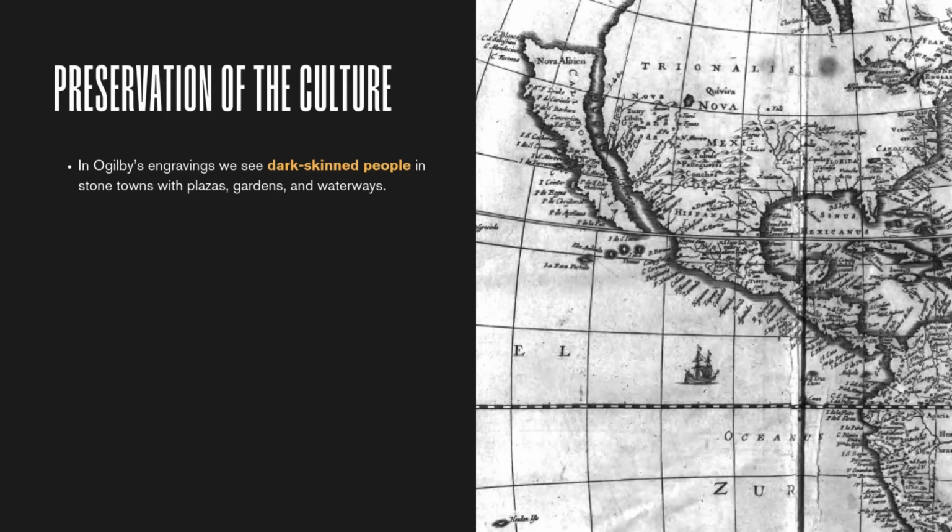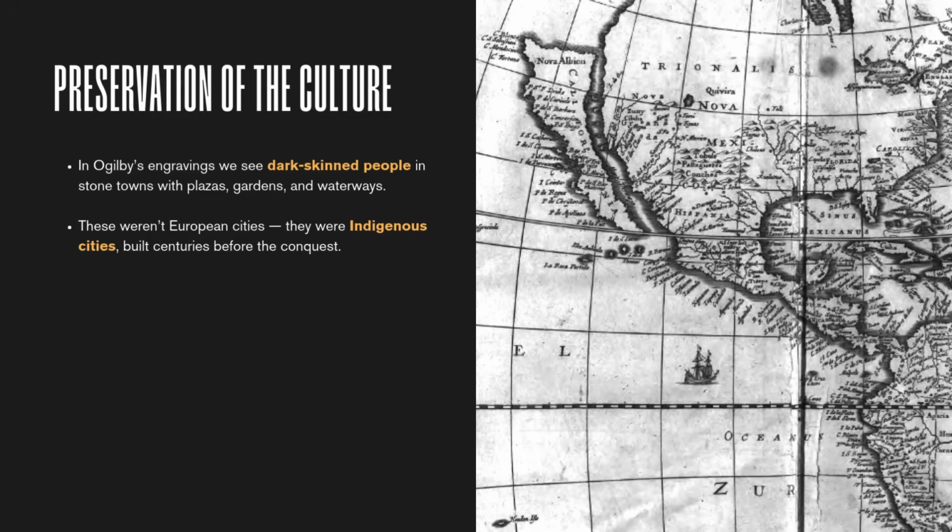Now, I want to talk about the importance of this book. And I know I'm doing a really quick overview of this because there's so much to unpack in this particular book. We're going to be doing a series, as I mentioned. But the thing about Ogilby's book, which we can surely appreciate as historians and people who are studying our culture, is that we see dark skinned people and stone towns with plazas, gardens, and waterways. It's all there in front of us.